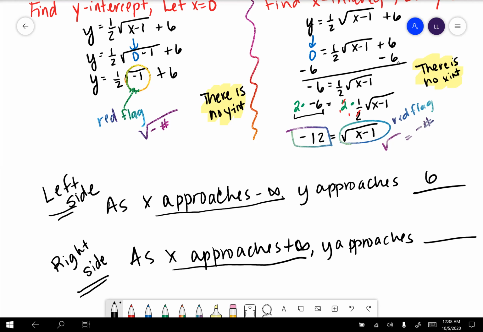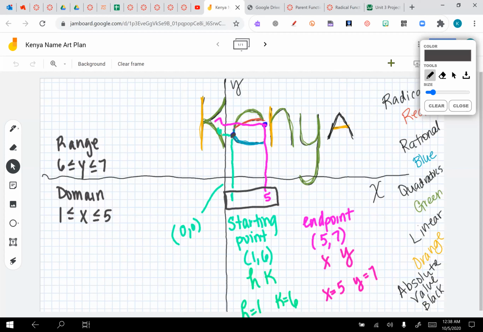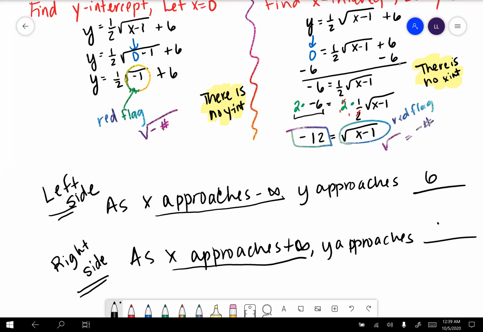Okay. Now let's look at the right hand side. As x approaches positive infinity, which is on this side right here, what is the y coordinate doing? It stops at 7. That's what it was doing. Now, if the domain wasn't restricted, it would go on forever and ever to infinity. So I can say, because this is my starting point, that the end behavior goes off to infinity, to positive infinity in particular. And we're done with that, right?